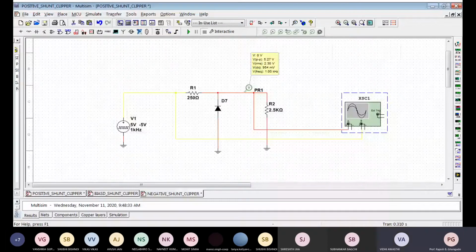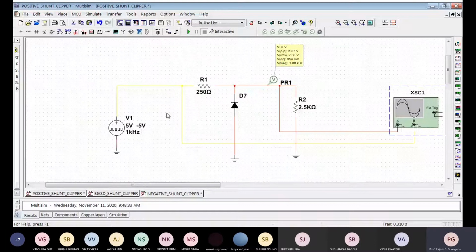So let us take up the same example. What I have written up here is a negative shunt clipper, and the source that I have applied over here is bipolar source plus minus 5 volts, and the frequency I have set as 1 kilohertz. The same design value I am taking, 250 ohms. I'm ensuring that the load current is 2 milliamperes, so 5 divided by 2.5 kilo ohm should give me 2 milliamperes. If you want, you can check it here.